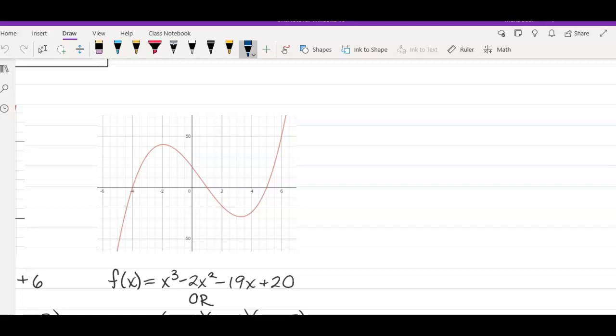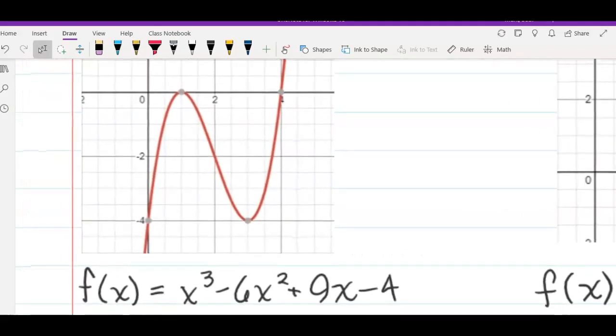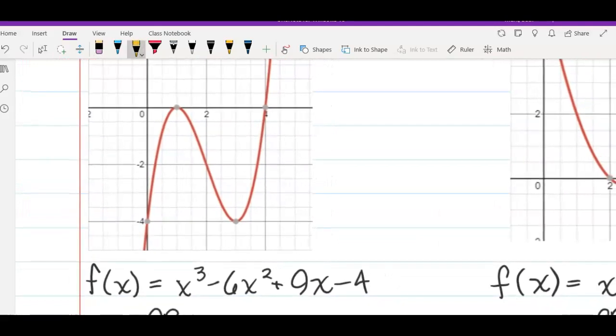Notice the polynomial equation is cubic. Its highest degree is 3. And notice that it crosses 1, 2, 3 times. Not all cubic equations will cross 3 times. Notice this is also a cubic equation, and it crosses once, and then it touches, it's tangent to the x-axis here. That creates a root of multiplicity 2.